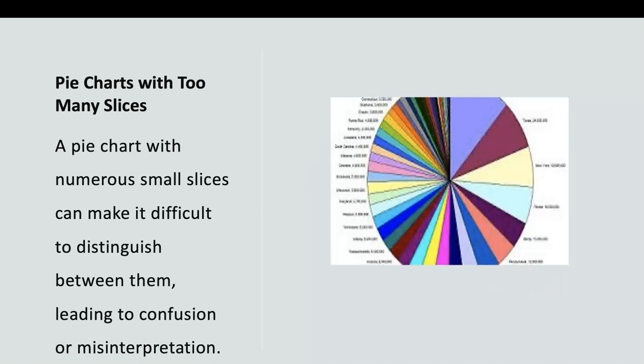Pie chart with too many slices. A pie chart with numerous small slices can make it difficult to distinguish between them, which one is bigger and which one is larger, leading to confusion or misinterpretation of the information.